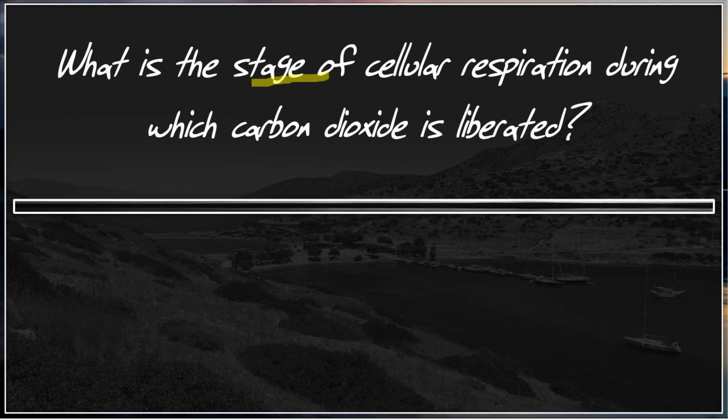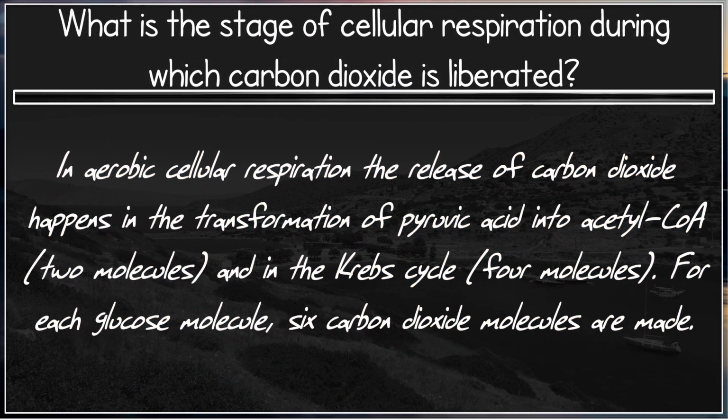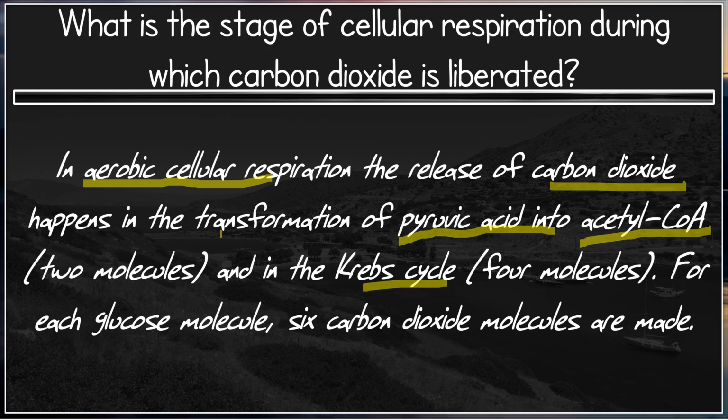What is the stage of cellular respiration during which carbon dioxide is liberated? Aerobic respiration releases carbon dioxide in the transformation of pyruvic acid into acetyl-CoA, 2 molecules, and in the Krebs cycle, 4 molecules. For each glucose molecule, 6 carbon dioxide molecules are released.